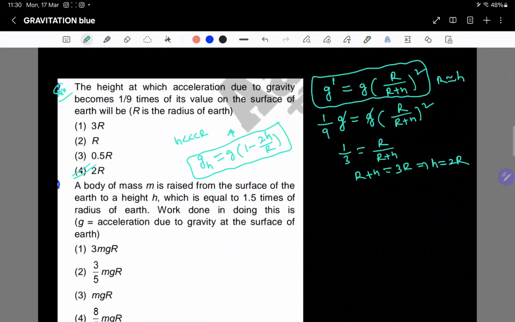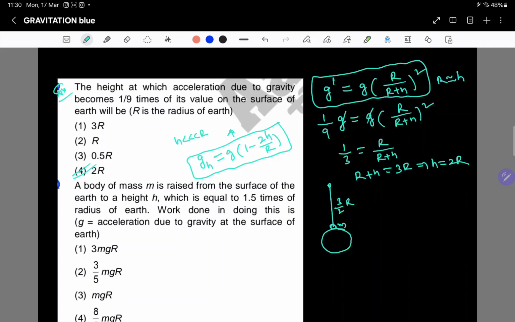Next, a body of mass m is raised from the surface of the earth to a height h, which is equal to 1 by 5 times the radius of the earth. So, for example, this is the earth, students. Let us consider a block of mass m. It is raised to a height. This height is given as 1 by 5 times the radius, that means 3 by 2 times r. 1.5 is nothing but, yes, 3 by 2 times r.